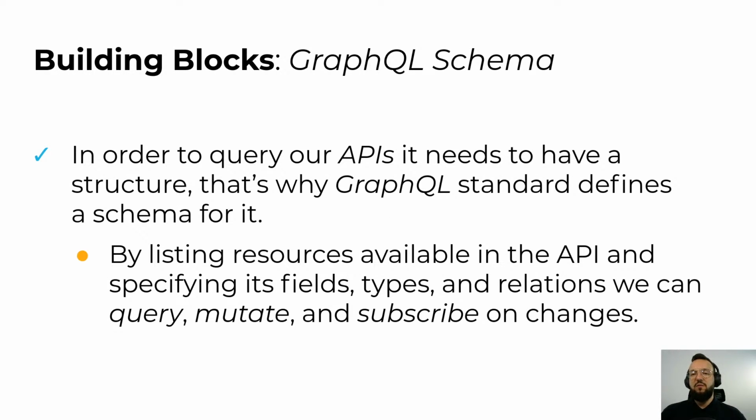GraphQL itself defines a schema. In order to query your API, you need to have a structure. That's why you need to define the schema. You define this by listing the resources available in the API and specifying how many fields, what types of fields, and what relations between those resources you have. Based on that schema, you can query, mutate, and subscribe to changes on those elements.